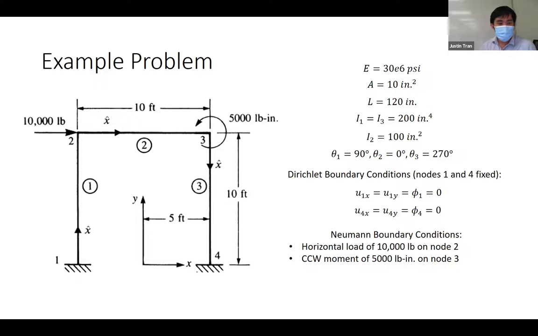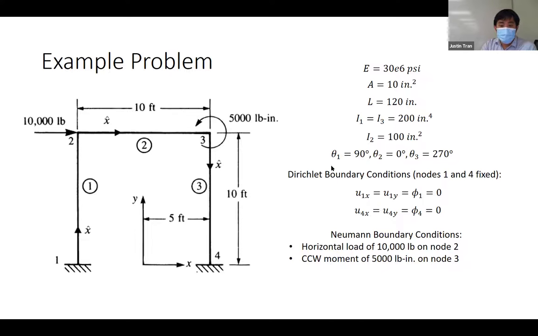Okay. Each of the elements is given here, where the Young's modulus is 30 times 10 to the 6 psi. They have a cross-sectional area of 10 inch squared. The length of each element is 120 inches. The moment of inertia of elements 1 and 3 is 200 inch to the fourth, and the moment of inertia of element 2 is 100 inch to the fourth. Okay. So these are important. If you have your pencil and paper with you, write these properties down for each element, because that'll be useful.